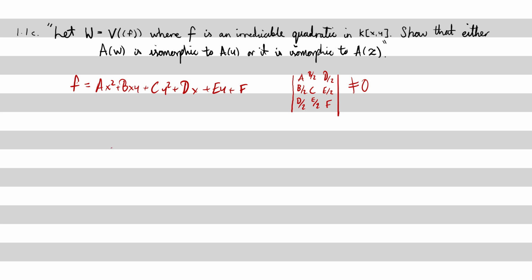Now, if this is not 0, then we can define a quantity called the conic discriminant, which is b squared minus 4ac, which, if you're about 16 and you've done maths, you should be able to recognize.